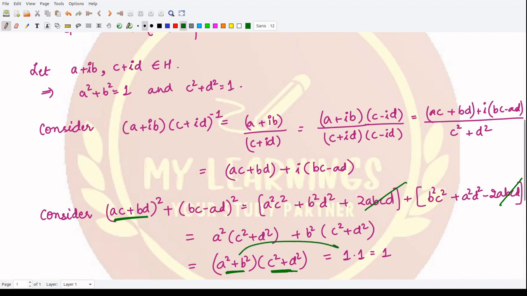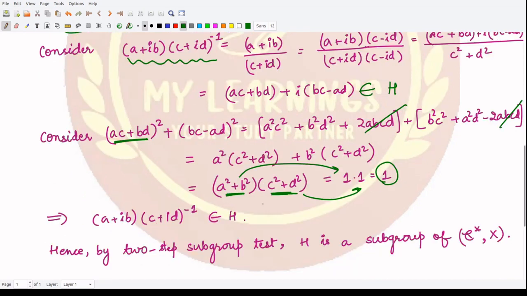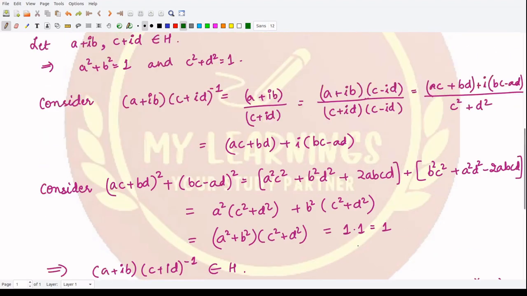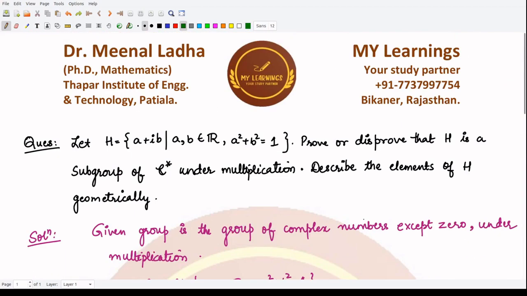Now both of them are equal to 1 as we have considered both these complex numbers to be present in H, so therefore this is also equal to 1. Now if this is equal to 1, that means this belongs to H. So that means our complex number A plus iota B multiplied with C plus iota D inverse is present in H. If that is present in H, by the subgroup test, we can clearly say H is a subgroup of C star under the group operation of multiplication. Correct? Okay, now we have another part of this question.